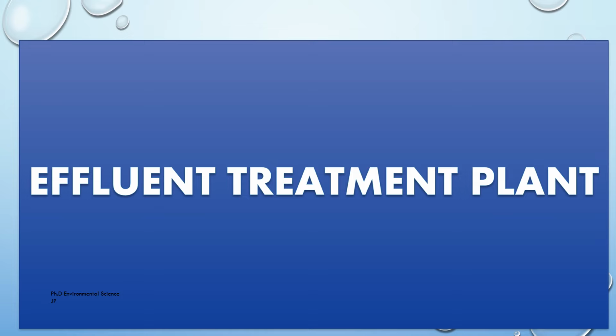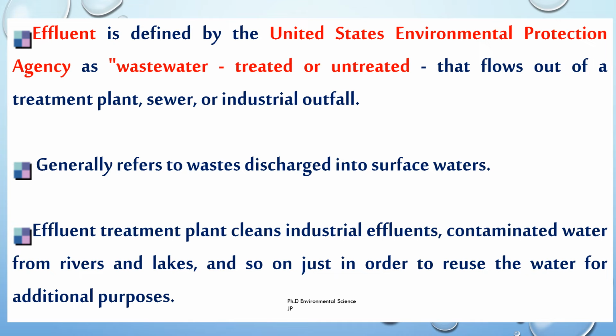Let's study about effluent treatment plant. Effluent, as defined by the United States Environmental Protection Agency, is a wastewater, whether treated or untreated, that flows out of a treatment plant, sewer, or industrial outfall. This term typically refers to waste discharged into surface waters such as rivers, lakes, or oceans.